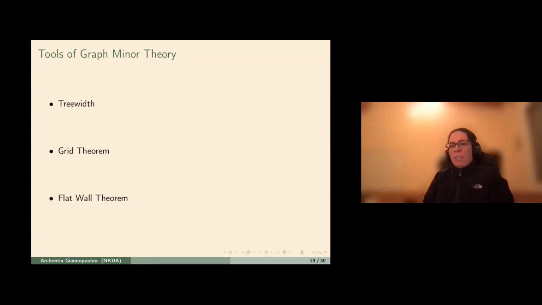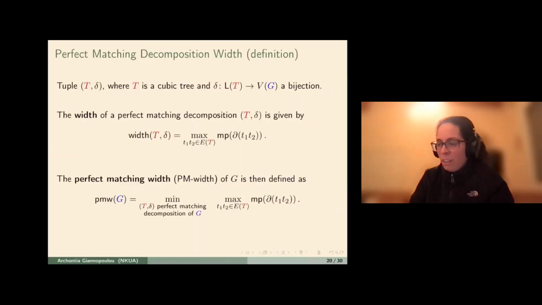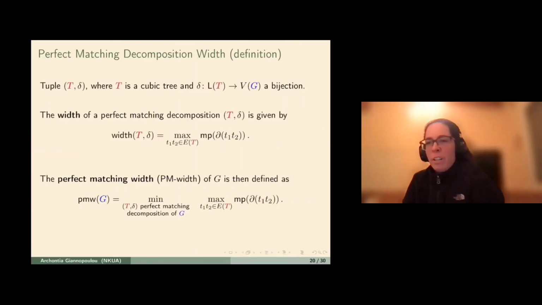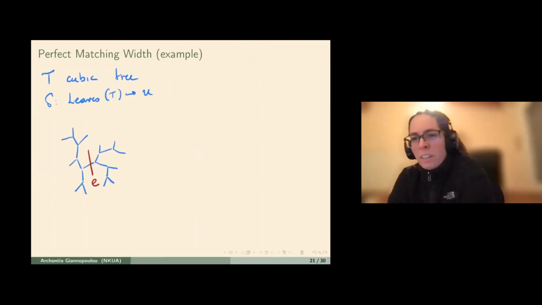So what are the tools of graph minor theory that we use for the flat wall theorem? Actually, that led to the flat wall theorem. Well, tree width, the grid theorem, and finally the flat wall theorem, and many more later. But in order to go to the flat wall theorem, I'm going to discuss the equivalent notions in graphs with perfect matching. So the definition of perfect matching, the decomposition, actually, let's completely skip this slide. Let's go directly to the hand-drawn figure.